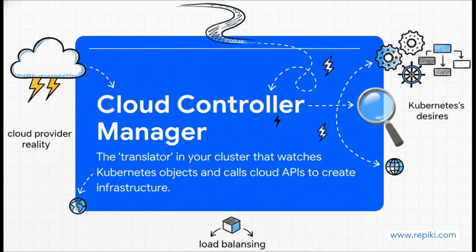The best way to think of it is as a dedicated translator. It lives inside your cluster, and its whole job is to listen to what Kubernetes wants and then translate those desires into real API calls that your cloud provider, like AWS, Azure, or GCP, can understand.